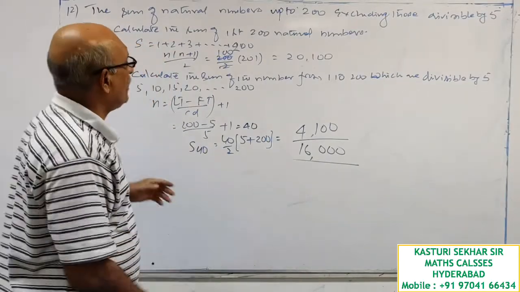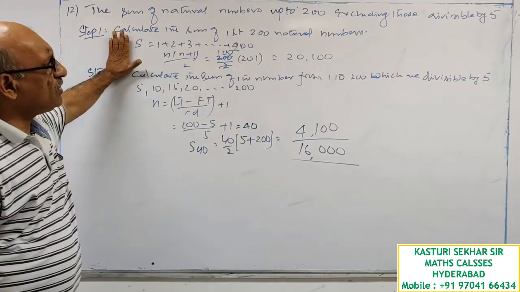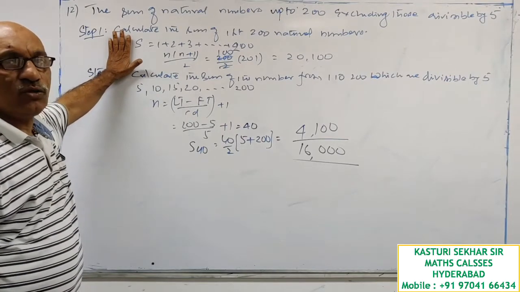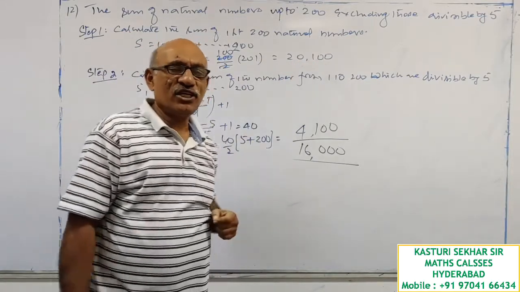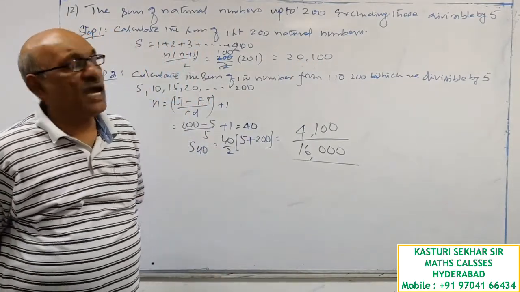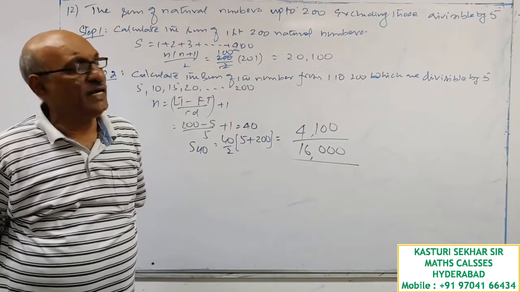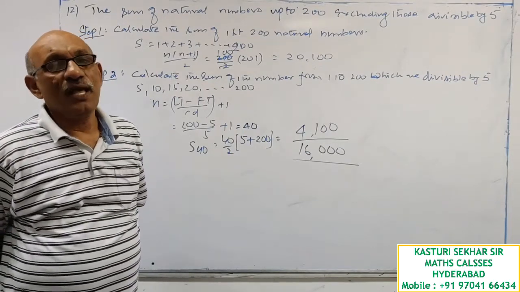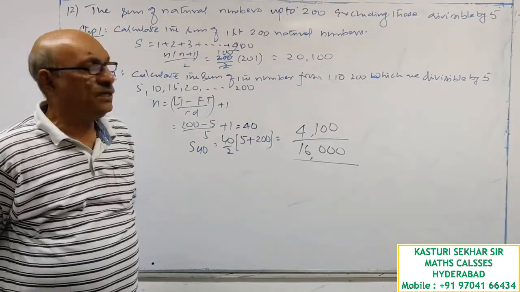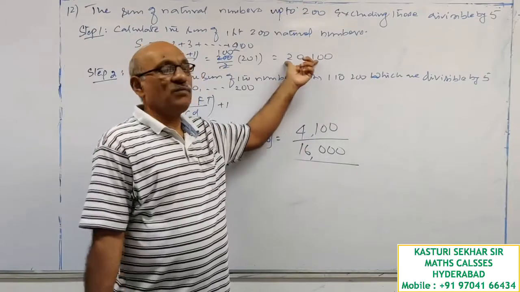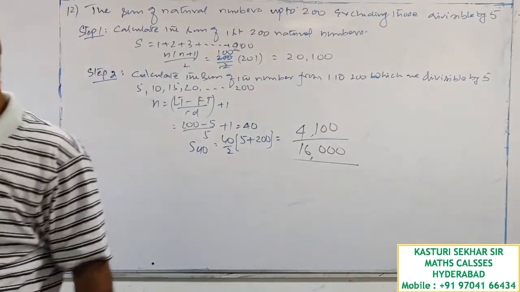Look at the solution part one more time. First I calculated the sum of all the natural numbers from 1 to 200. That sum is 20,100. And there is a restriction imposed in the question, that is, I don't want those numbers which are divisible by 5. So what will I do here? I'll calculate the sum of the numbers which are divisible by 5. So that sum is 4100. Subtract this 4100 from 20,100 because it is already included here. Difference is 16,000.